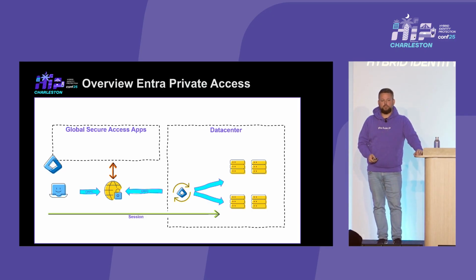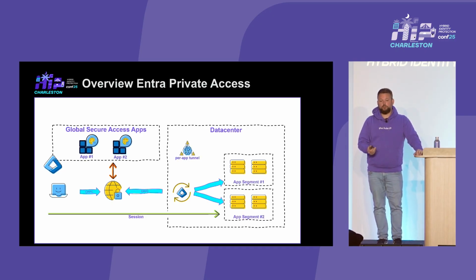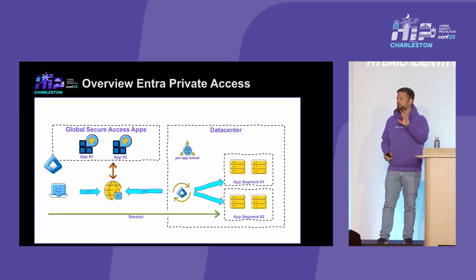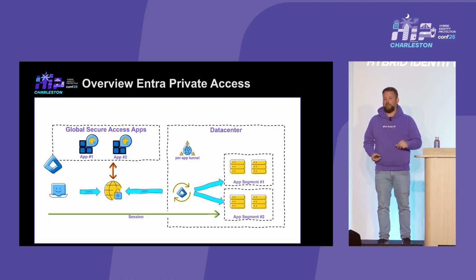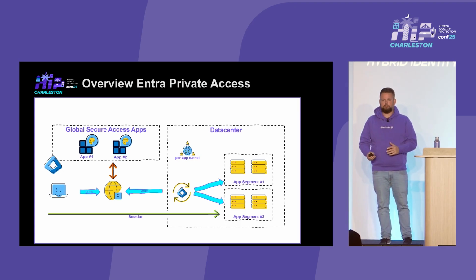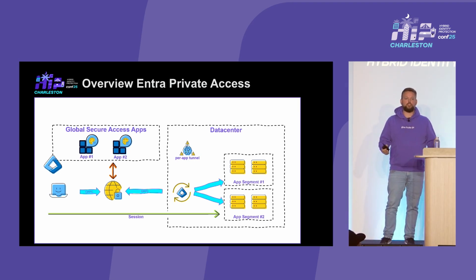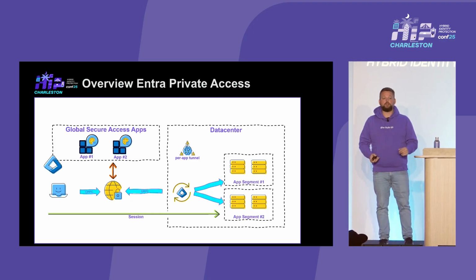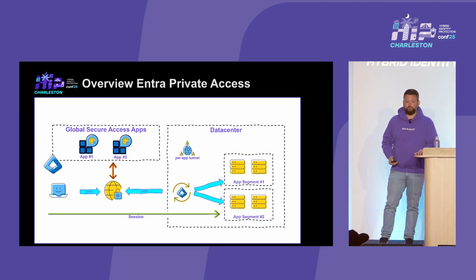And we can segment our resources. So we can say, okay, we have a file service as app 1, and we have our SAP environment as app 2, and we will have a tunnel per app. Not one tunnel for all connections, we will have a segmentation on a per app level.